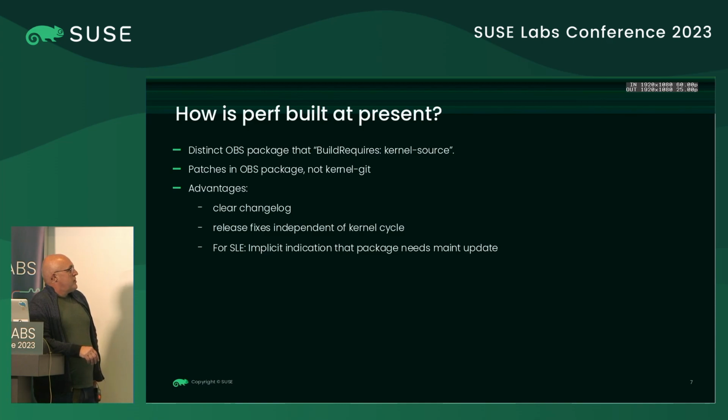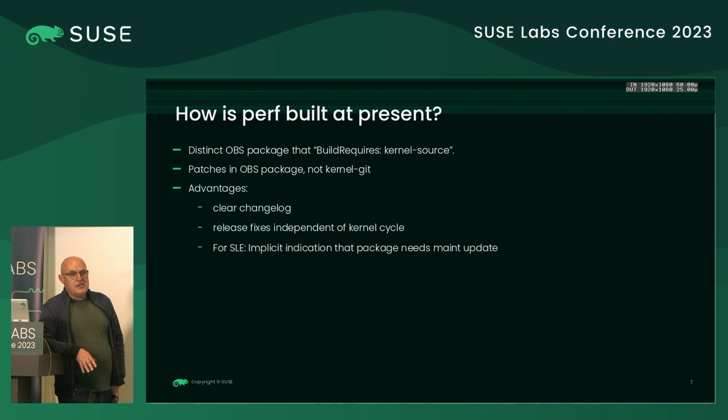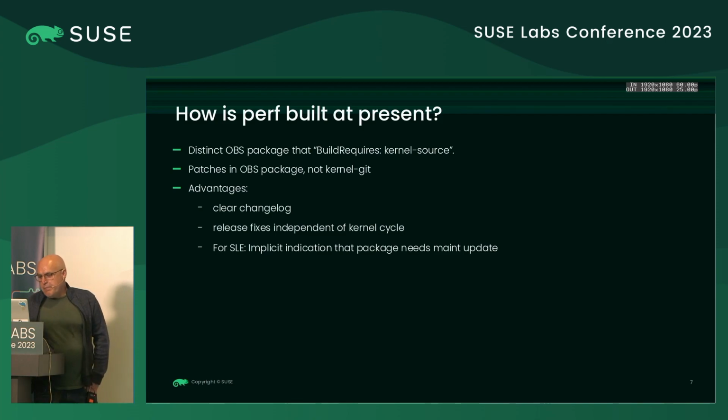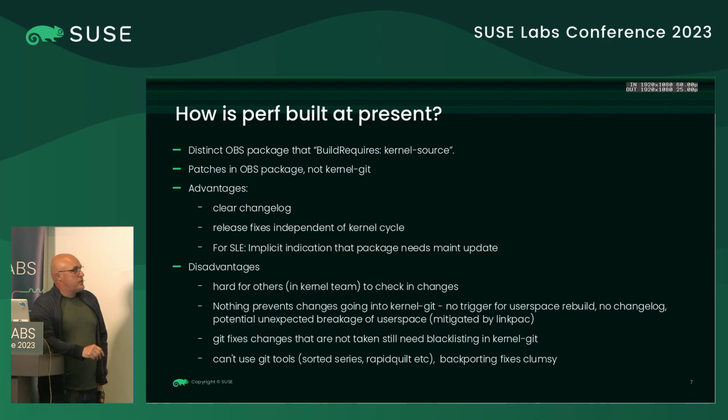We get a clear change log every time we make a change to perf. We can release independently of the kernel cycle. And there's an implicit indication each time we check a change in that this is going to be a maintenance release, and it's in a format that is acceptable to the maintenance department, and there's an actual change that needs to go out. But there are some disadvantages.